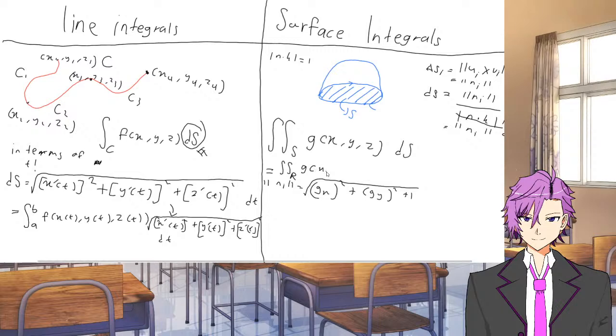Oh yeah, and surface integrals, despite using the same method as the line integral, you don't have to do parameterization. So g(x, y), then we'll do the square root of gx squared plus gy squared plus 1, dA. So that is the surface integral.